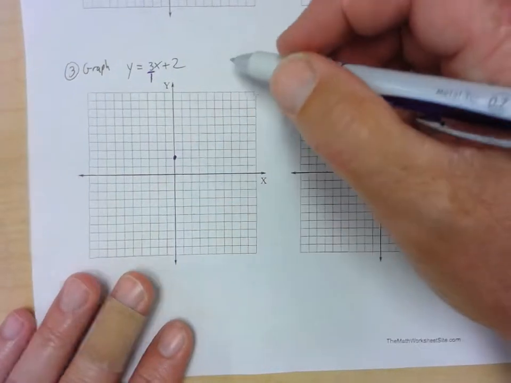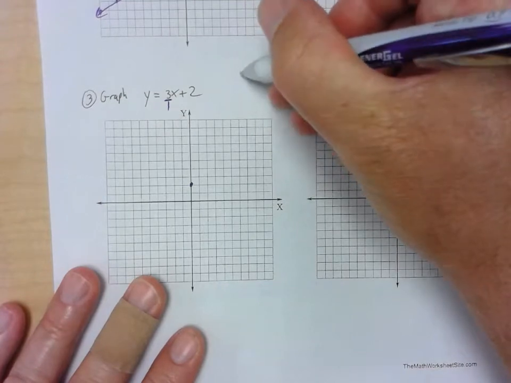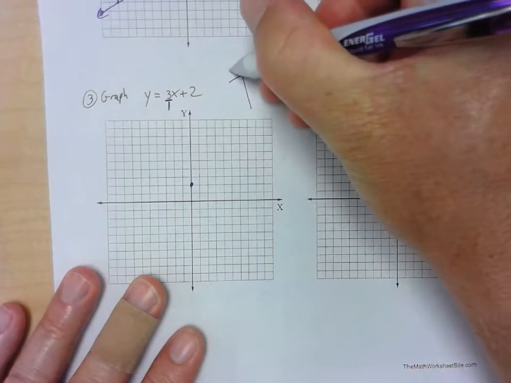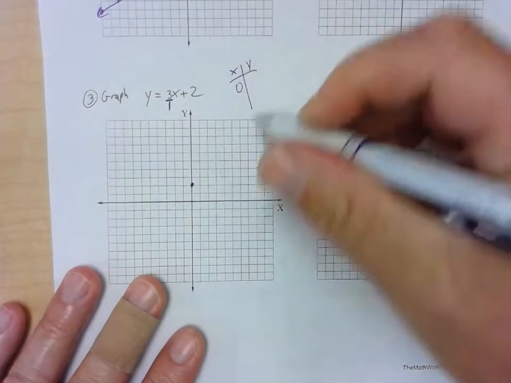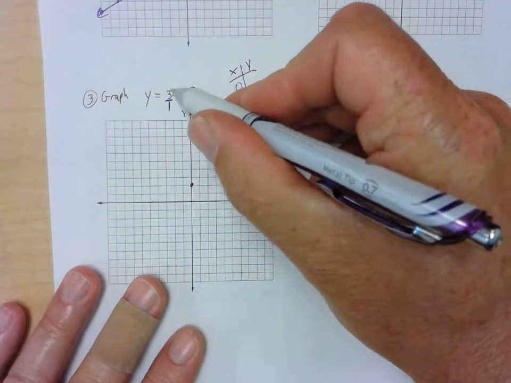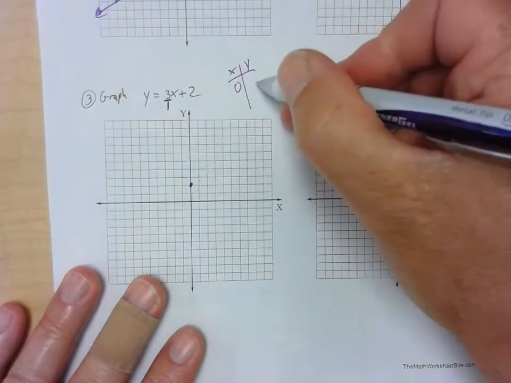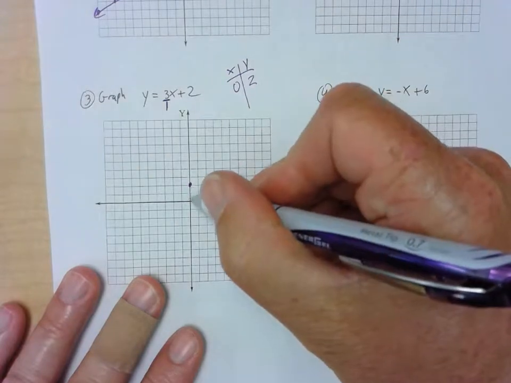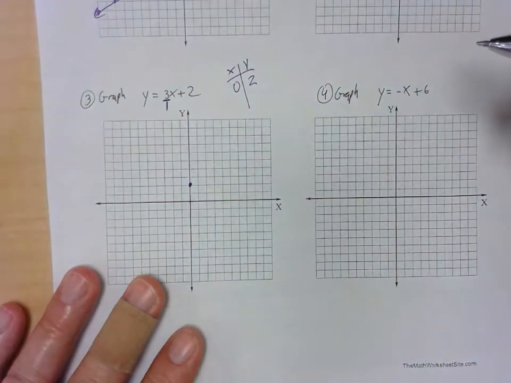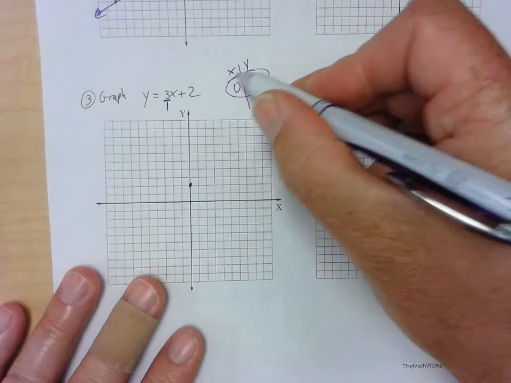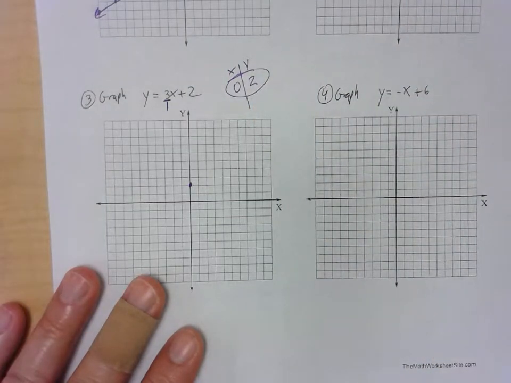If we think about why that works, we can think about putting a number in. So we have x and y. If you put 0 in for x, this cancels out and you're just left with 2. So (0, 2) is this point right here. Left and right none, but up 2. So putting 0 in for x gives you the y-intercept.